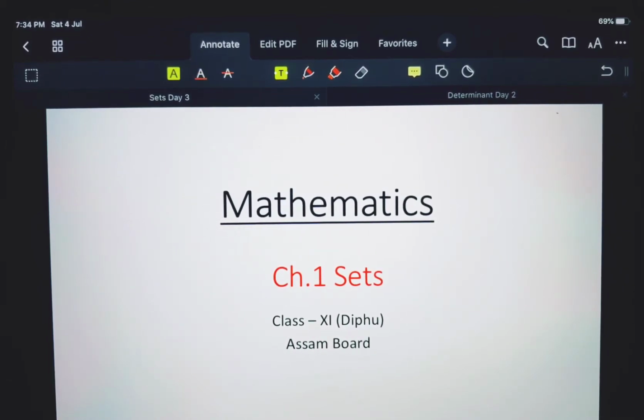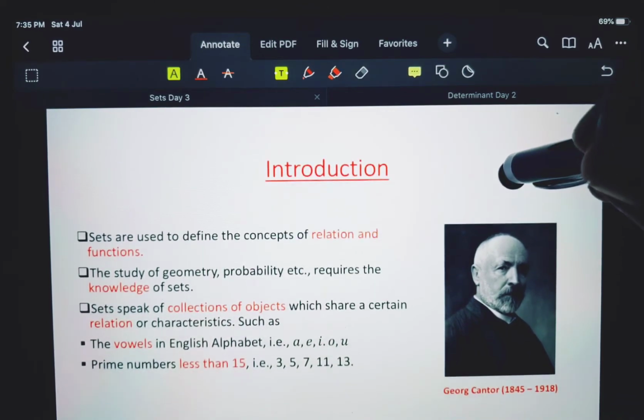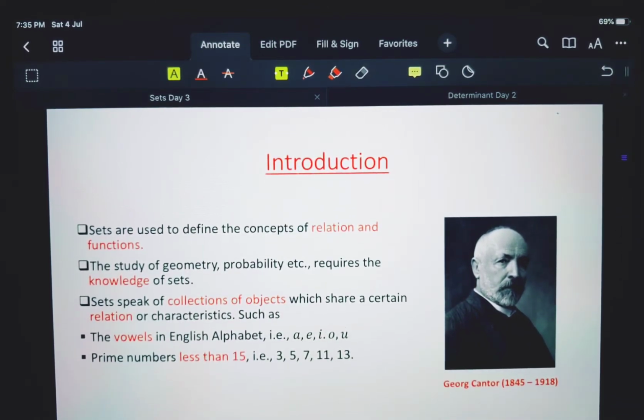So, we are going to start today chapter 1 of your class 11 syllabus, that is sets. Okay, so now firstly we need to know why we are studying this chapter. What are the necessary things that we are going to learn from this chapter? Well, sets are used to define the concepts of relation and functions.